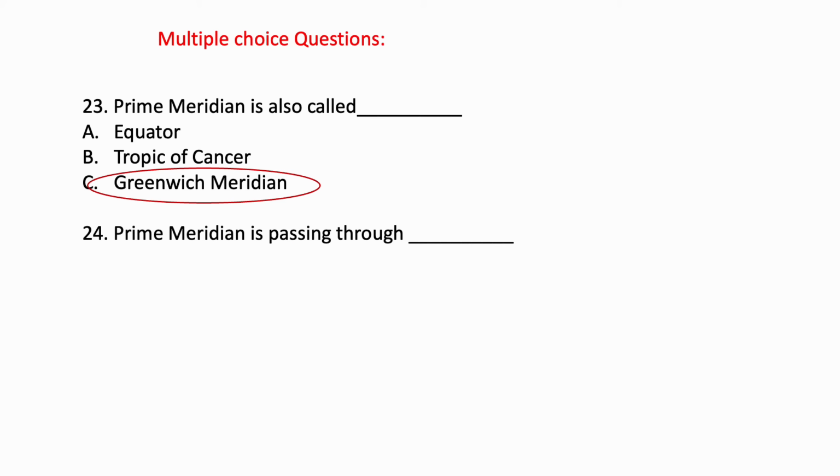Next one, prime meridian is passing through dash. Option A, Japan. Option B, China. Option C, Greenwich, London. Correct answer is Greenwich, London. Prime meridian is passing through Greenwich, London. So it is called Greenwich meridian.